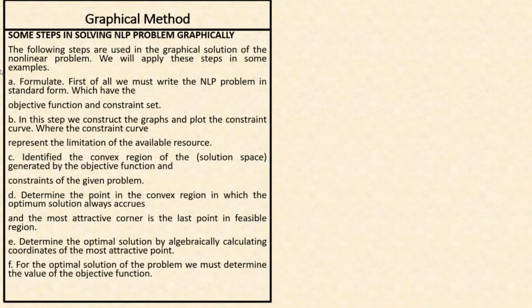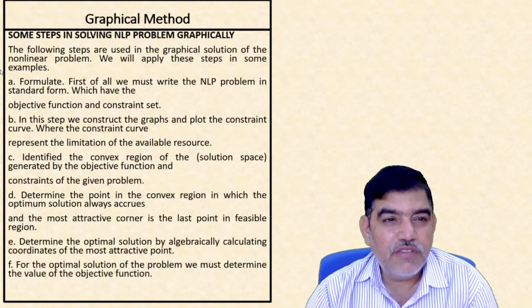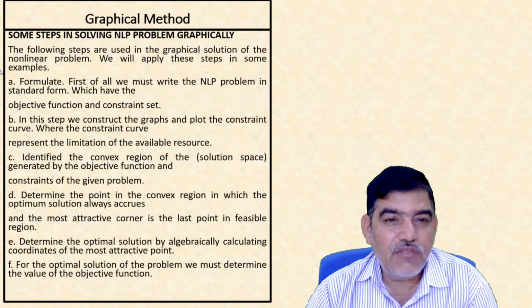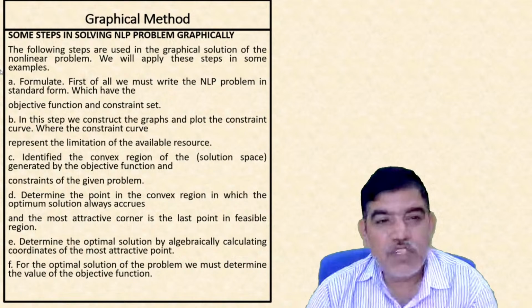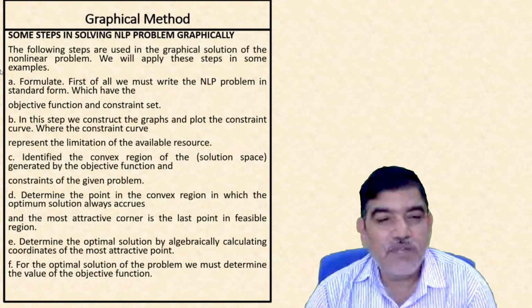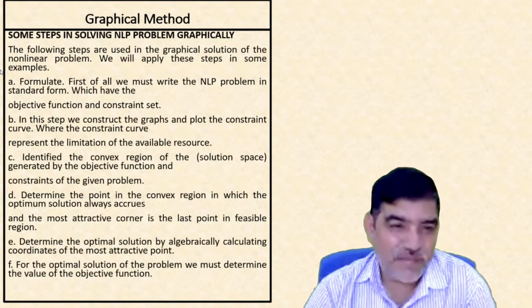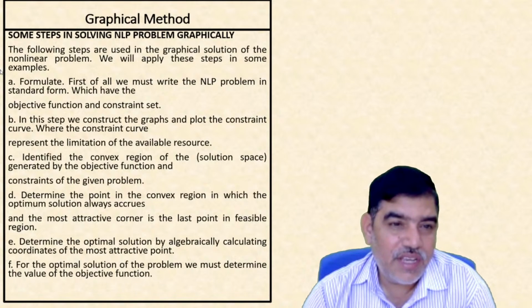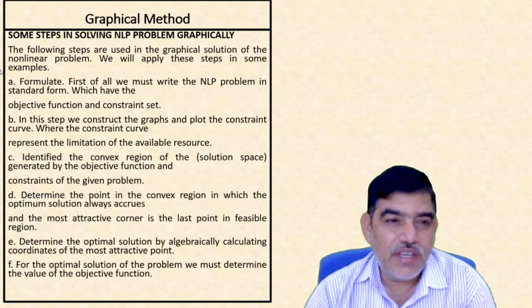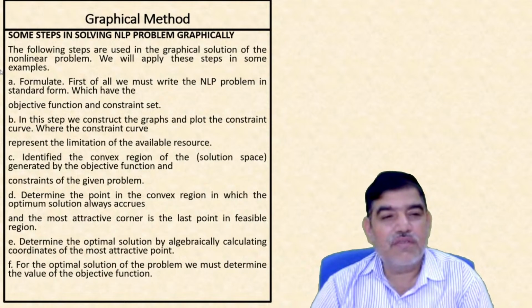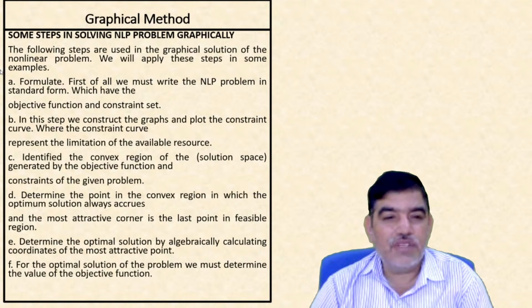The first step is formulate. That means read the question and write the NLP problem in standard form, that means mathematical form, which has the objective function and constraint set. In the second step, we construct the graphs and plot a constraint curve, where the constraint curve represents the limitation of the available resources.